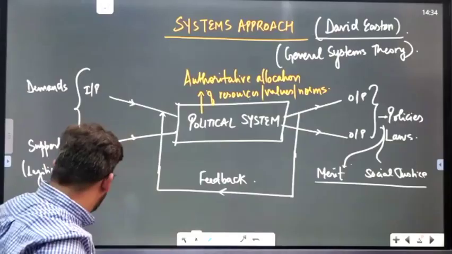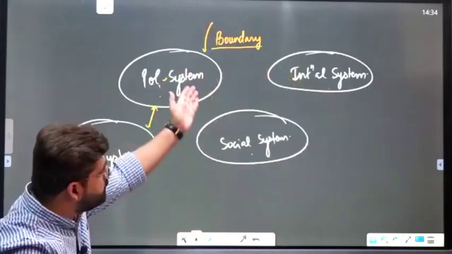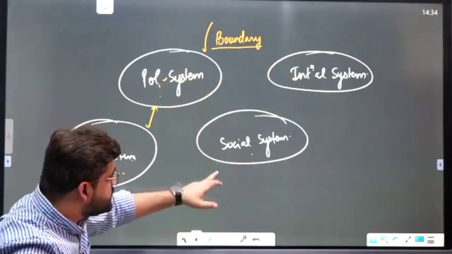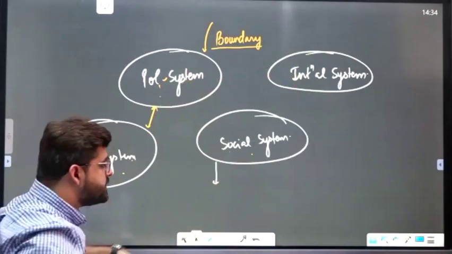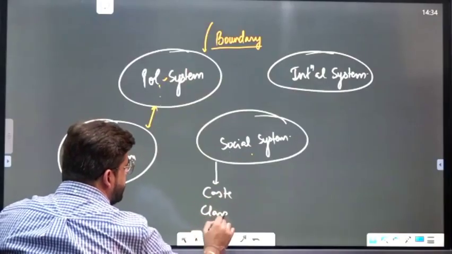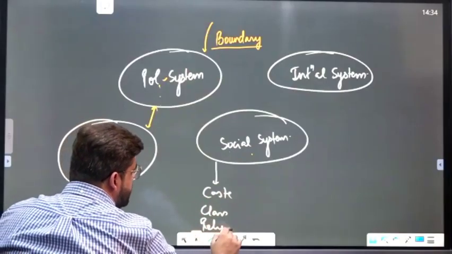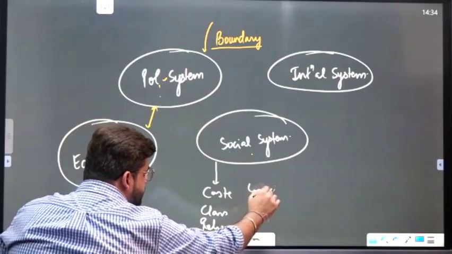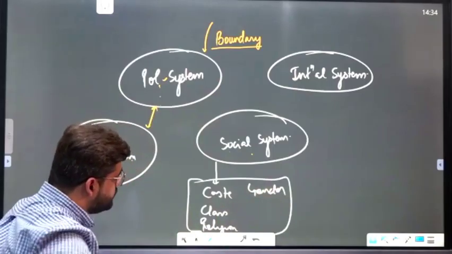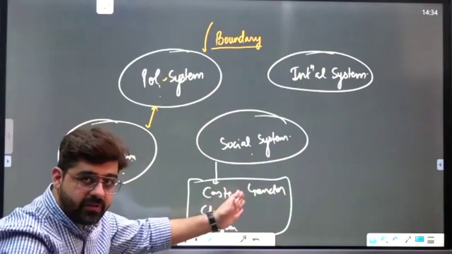Where is the social system? The social system is also existing along with the political system. The assumption is that whatever is going on inside the social system, caste equations will run, class equations will run, religious equations will run, gender equations will run. All these things are going on in the society and they are constantly fighting with each other also.